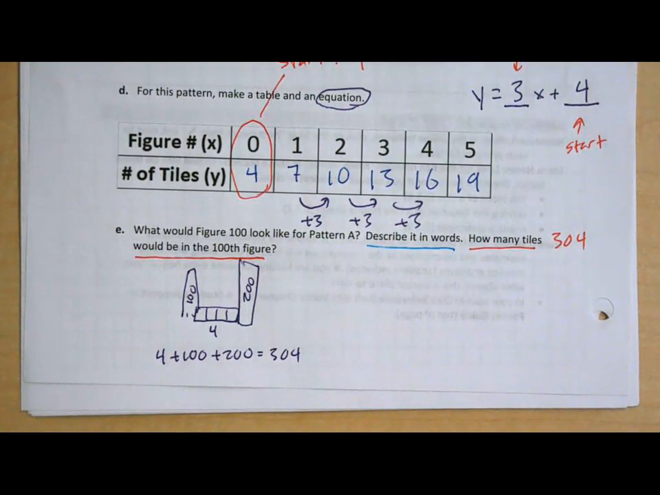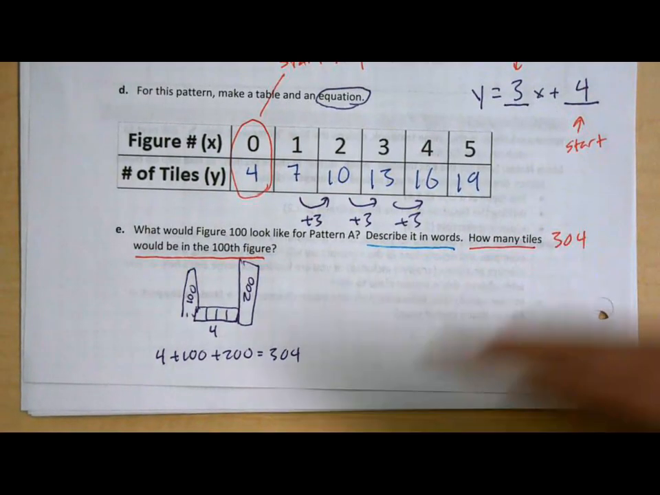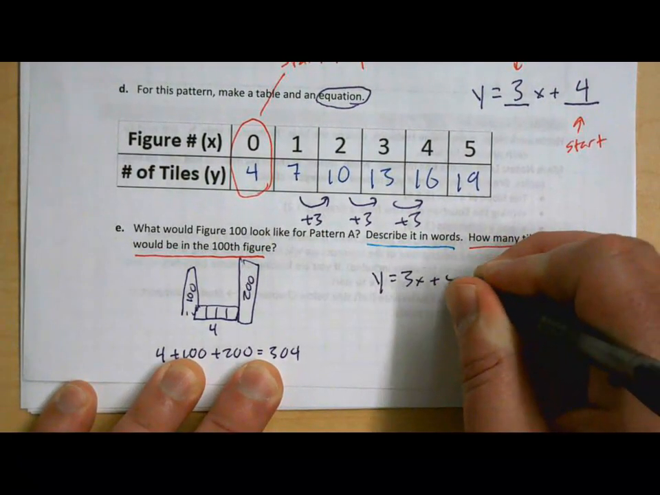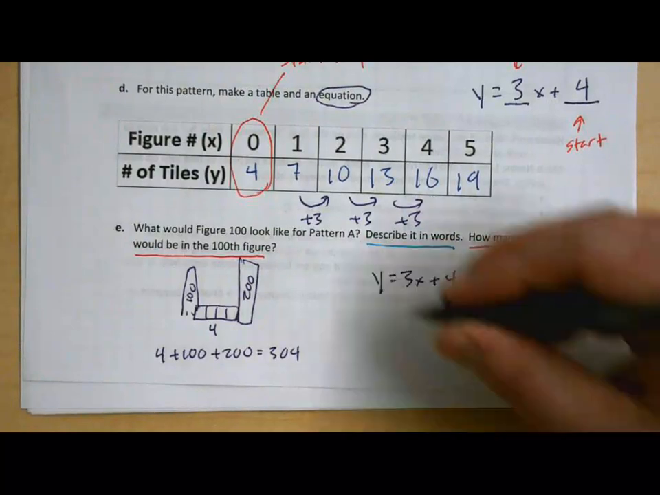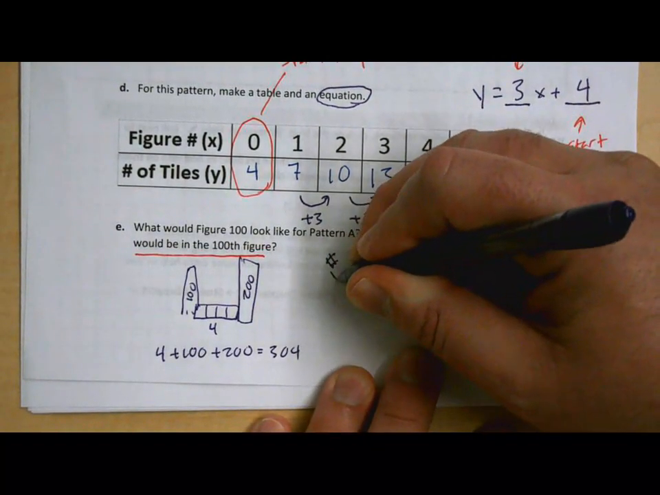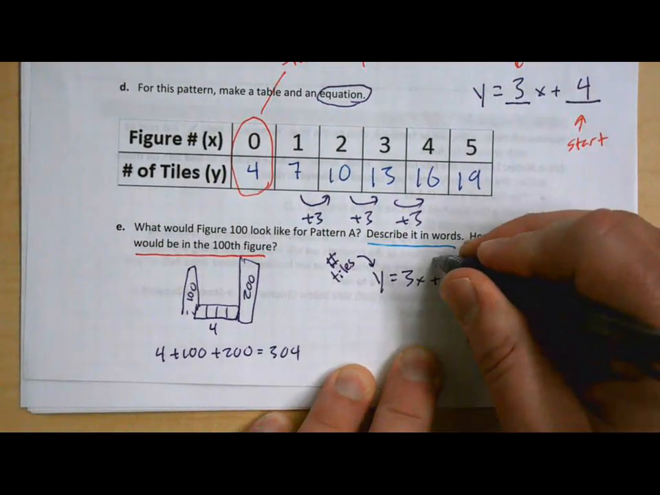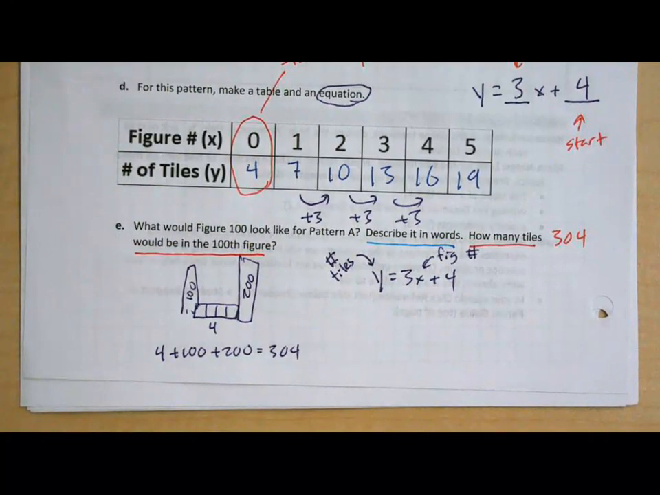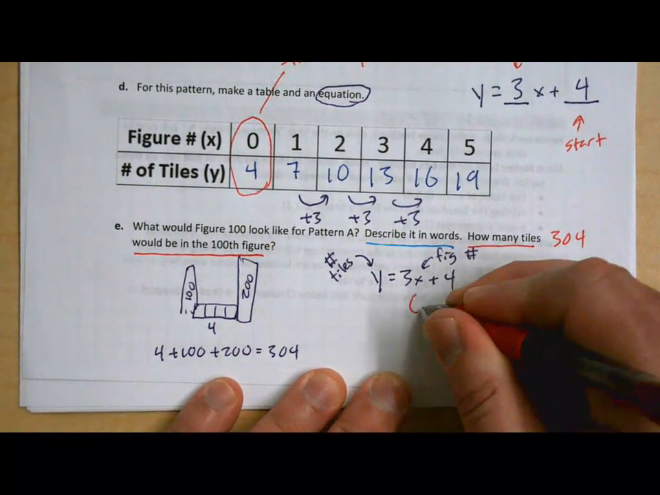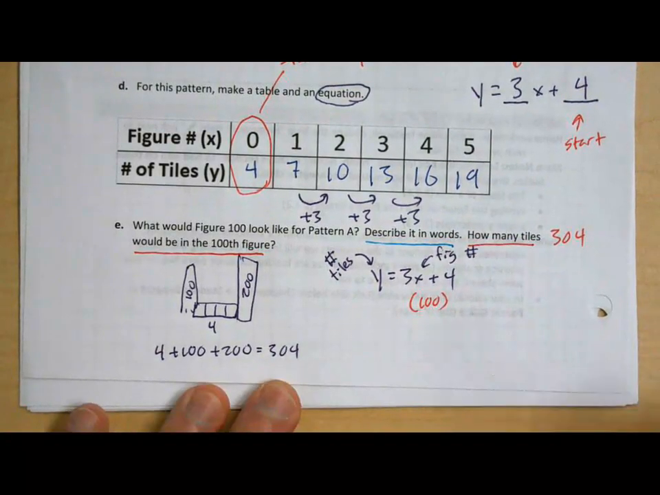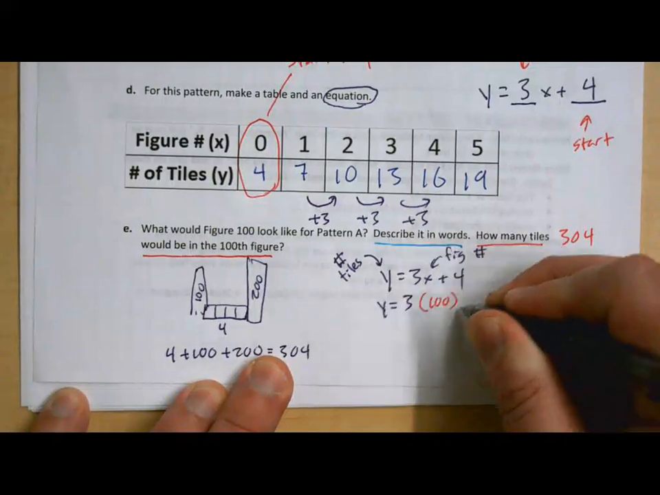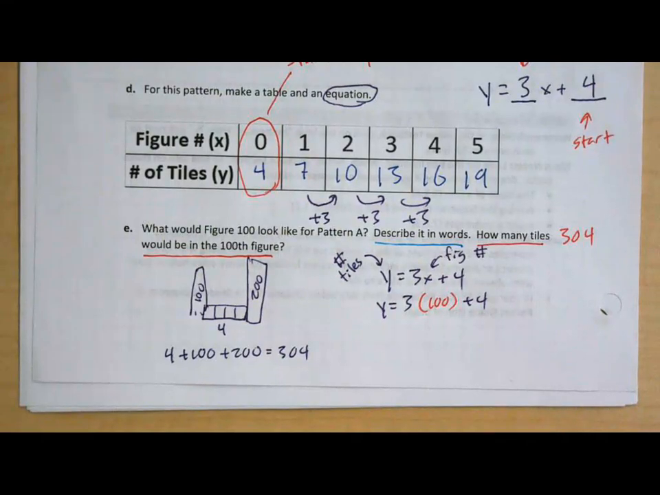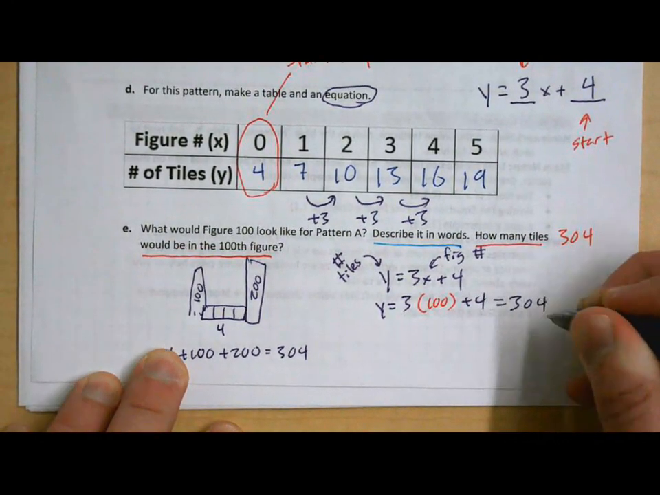That was awesome. So you went from the equation. If we look at this equation, the equation y equals 3x plus 4, this equation allows us to predict how many tiles there are for any figure number. So what Winter said is, why don't we just take the equation and we'll just put 100 in place of that x there. And then we just have to work out what this is. That's 3 times 100. That's 300 plus 4. That gives us that 304 also.